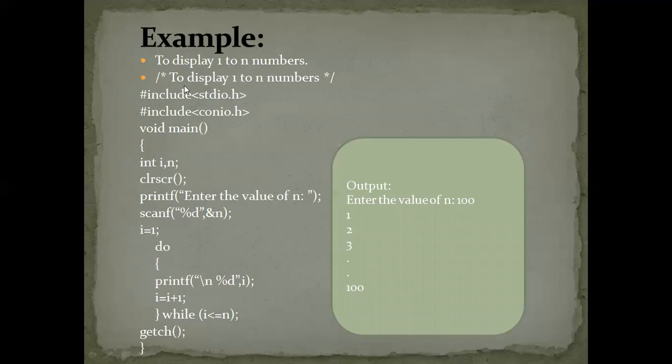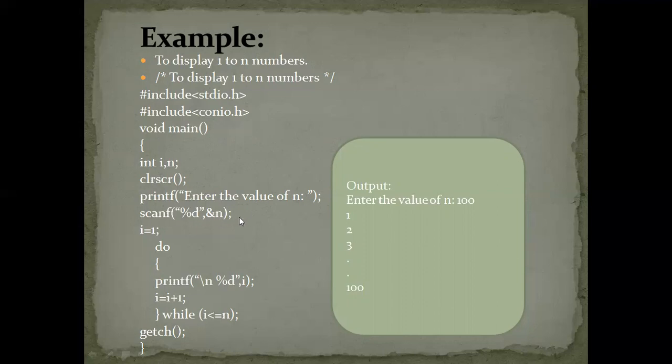To display 1 to n numbers, the same example, but instead of 10 we have taken n. This is the header file, this is the main function. I have declared a variable here. Enter the value of n. So I am supposed to enter the n number. Imagine that I have taken the n value equal to 100. If the n value is 100, then I'm supposed to display 1 to 100.